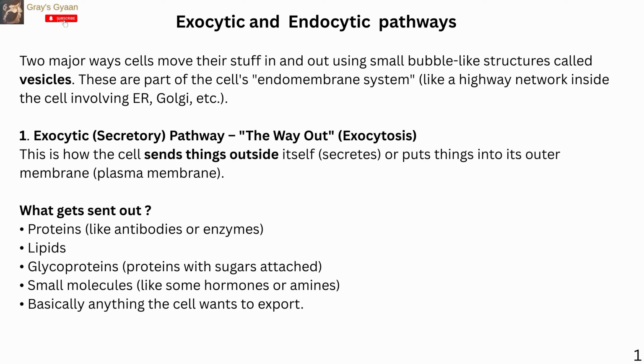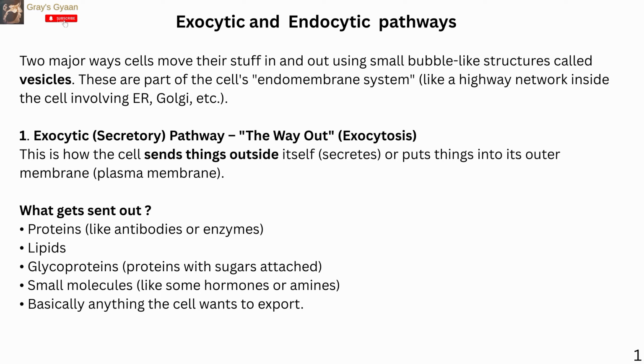Hello students, today we're going to discuss two major ways in which cells move their stuff in and out, using small bubble-like structures called vesicles. These are part of the cell's endomembrane system, like a highway network inside the cell involving the endoplasmic reticulum, Golgi apparatus, etc. First, the exocytic secretory pathway. This is to send things outside through the plasma membrane.